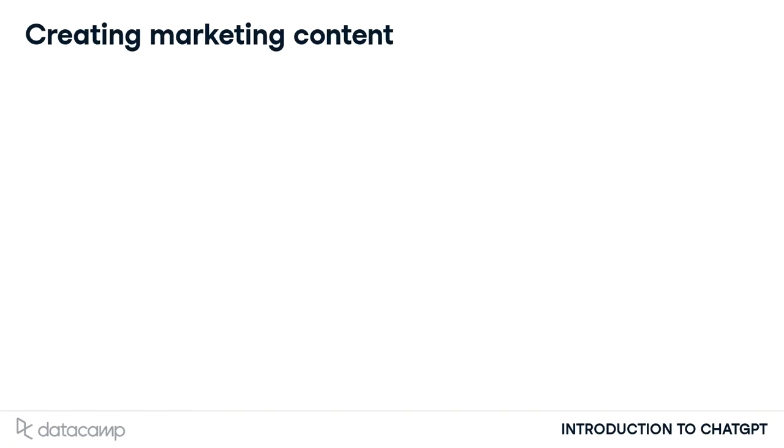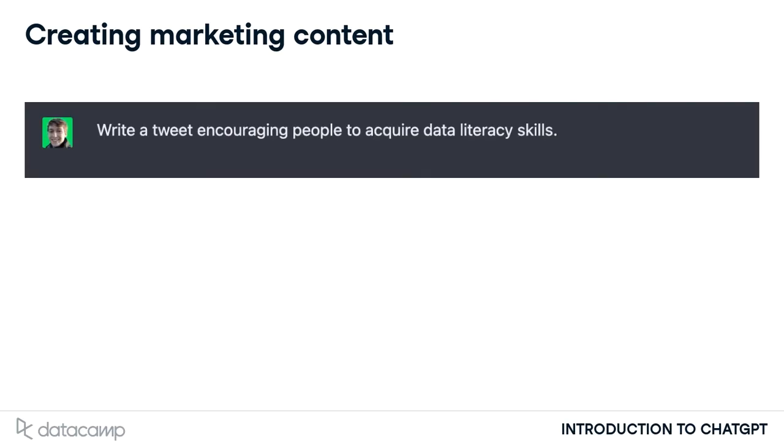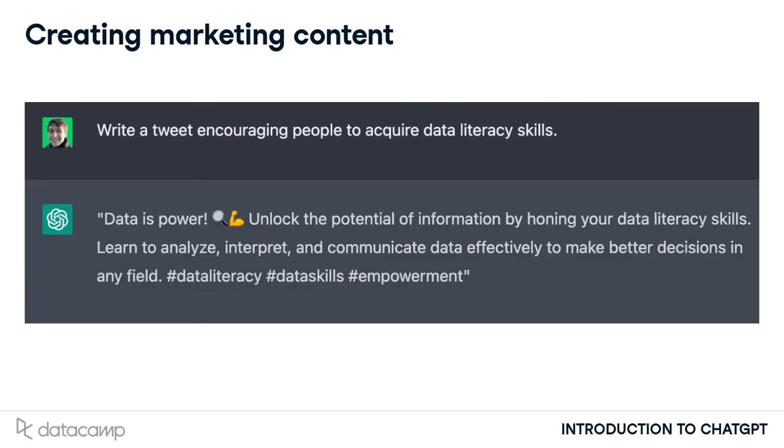Summarizing text or concepts is pretty cool, but ChatGPT can also perform more creative tasks, such as creating marketing content. Let's ask ChatGPT to write a tweet encouraging people to acquire data literacy skills. This tweet is pretty good. ChatGPT came up with a catchy slogan, "Data is power," considered Twitter's character limitations, and utilized hashtags and emojis to be relevant and engaging for the audience.